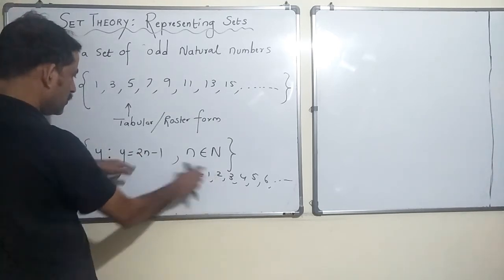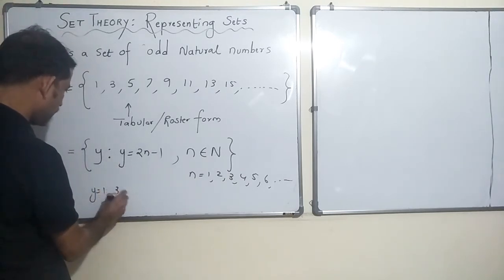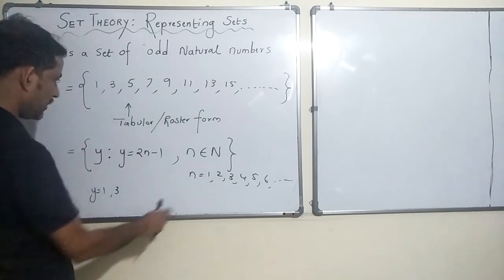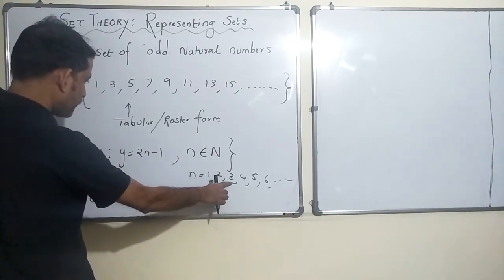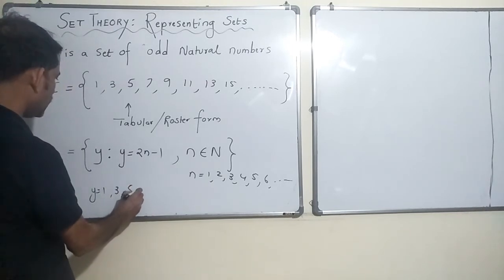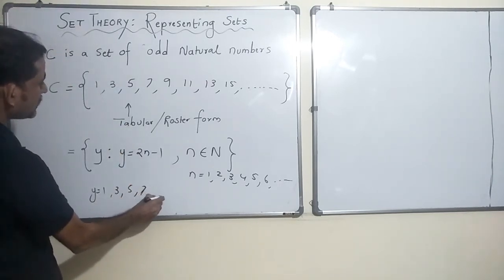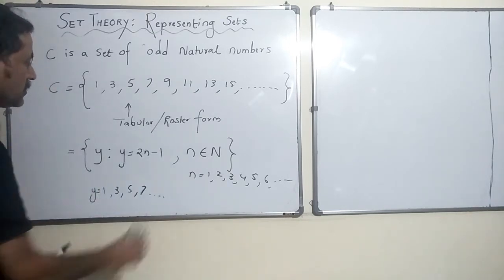If n is 2, 2 2s are 4, 4 minus 1, Y will become 3. Correct? Just see whether we are getting the same. If n is equal to 3, 3 2s are 6 minus 1, 5, Y is 5. Right? We are getting the same. So I guess I am right. So this is correct.